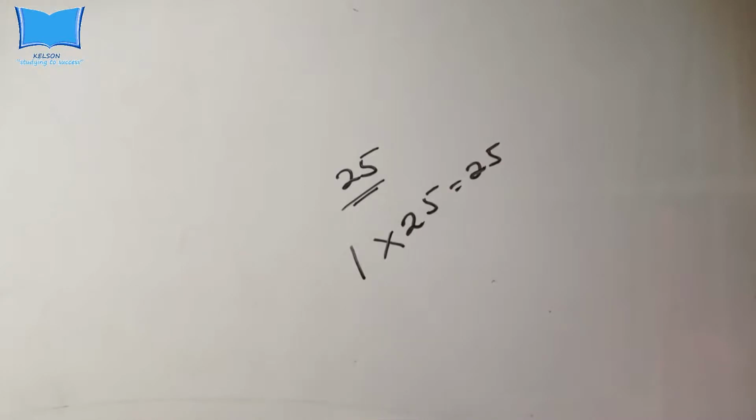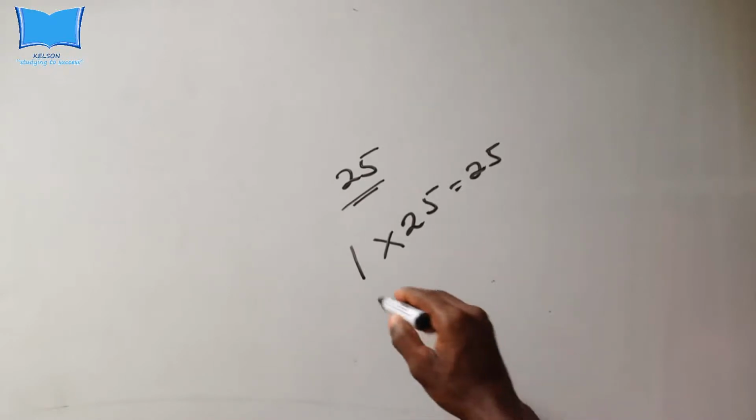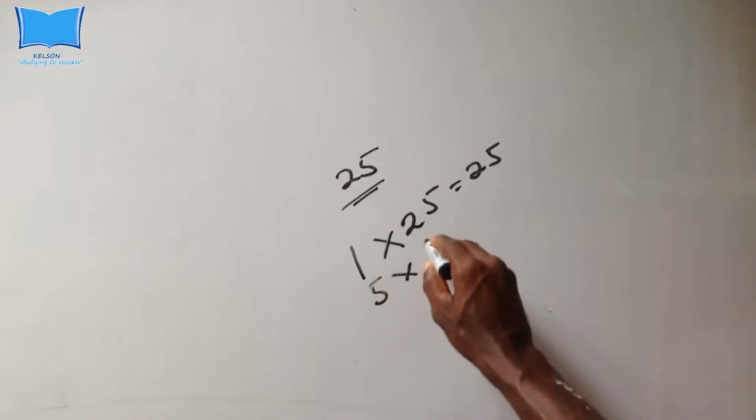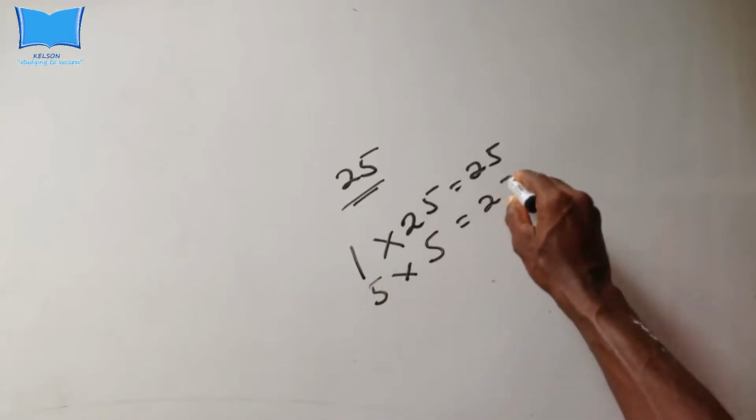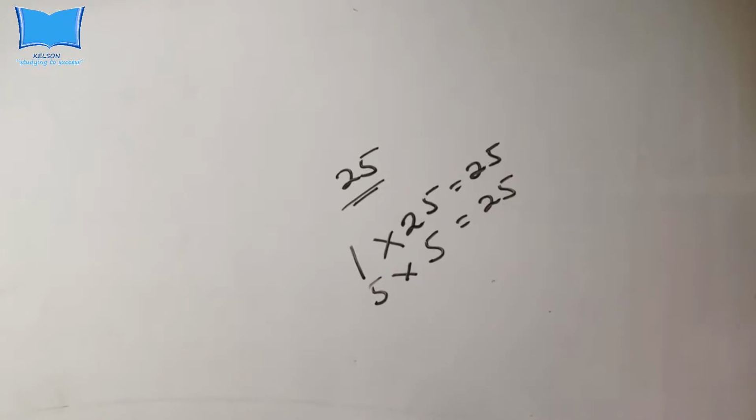So 1 is a factor of 25. Fair enough. What other number can we multiply by another number to get 25? 2 wouldn't work. 3? Will 3 work? No, I don't think so. 4? Not really. 5? Yes, I think 5 does work. 5 times 5 equals 25.